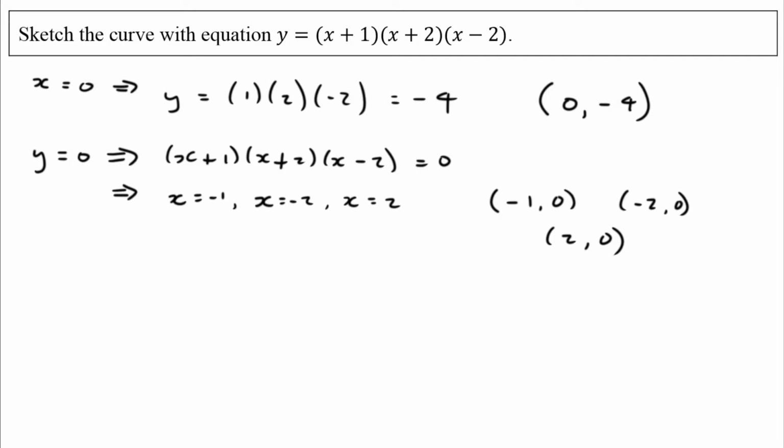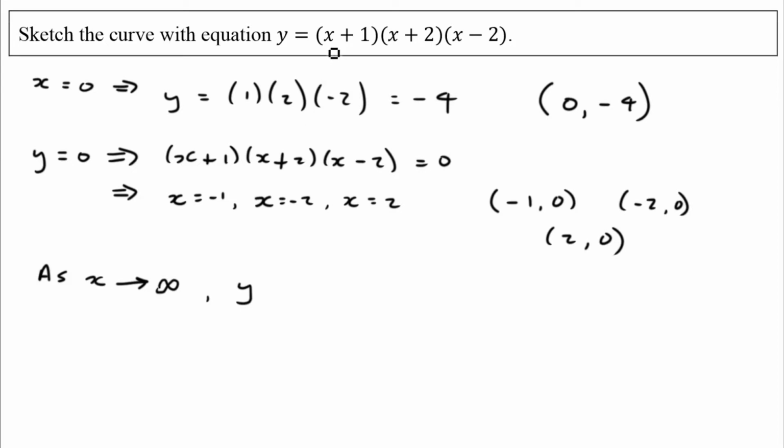Another thing we can do is to consider the behavior of this curve as the value of x gets larger and larger towards positive infinity, or in the other direction, smaller and smaller towards negative infinity. We can say that as x gets larger and larger, and the way we'll do that is to say as it gets closer with this arrow to infinity, what happens to y?